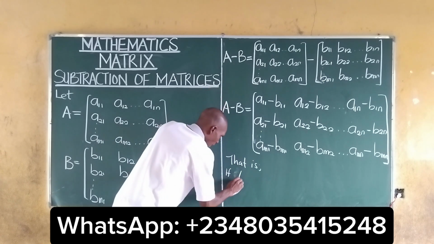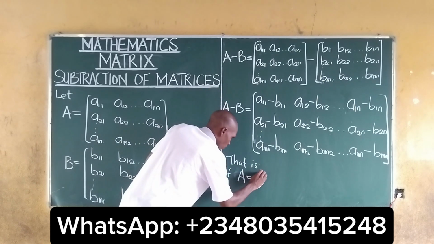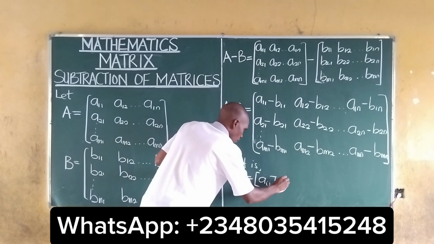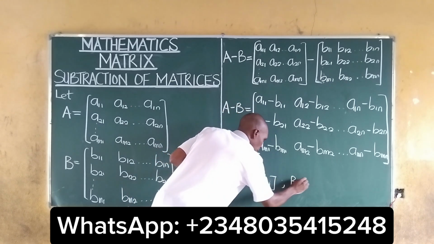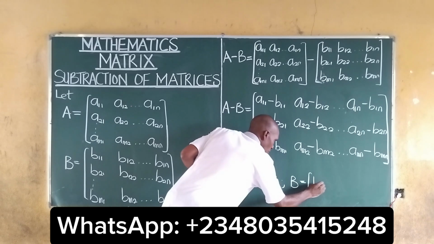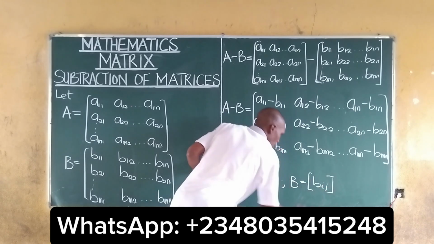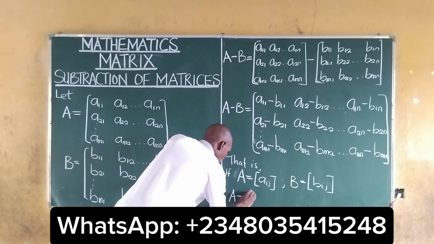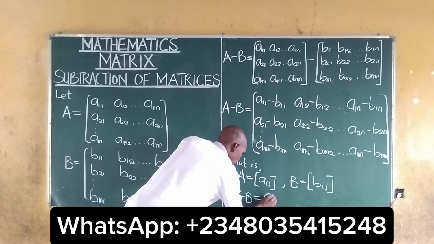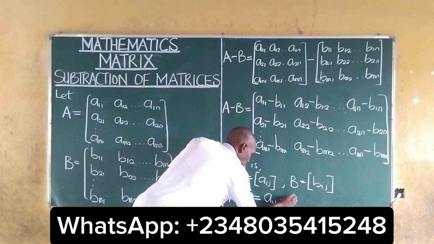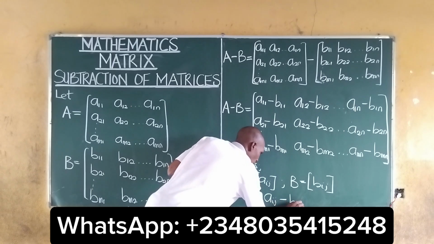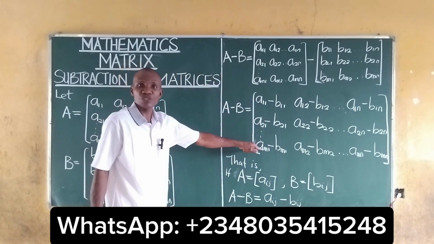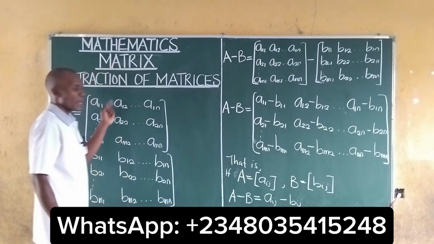It then means that we can still write it in this form, if say A is equal to Aij and B is equal to Bij. It then means that A minus B is the same thing as Aij minus Bij. So this is how we can compute the subtraction of matrix.